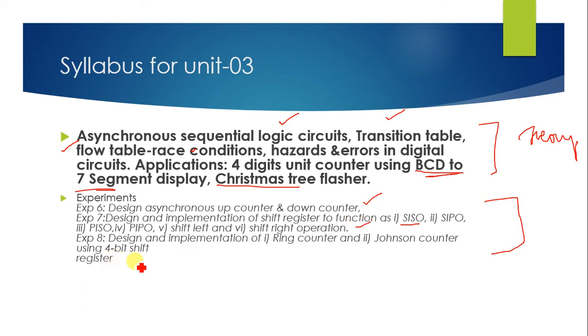And we have basically shifters, bit shifters, and then design and implementation of a ring counter, Johnson counter using 4-bit shift register. These are the 3 experiments that are associated with unit 3.